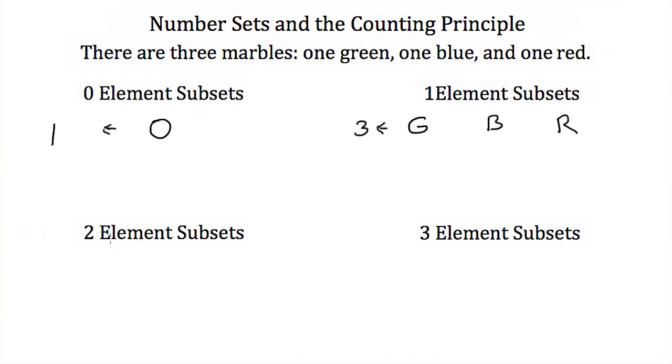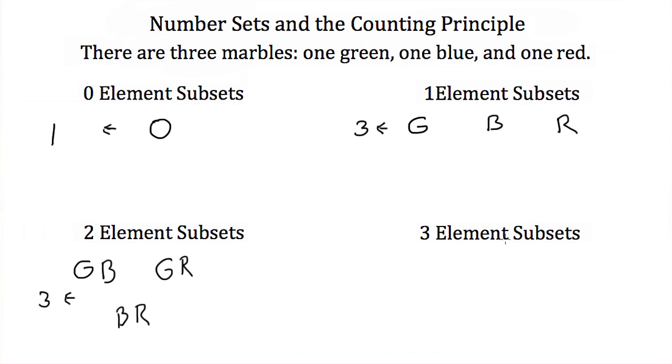Now if I wanted to choose 2 marbles or 2 elements out of the 3 possible, I might choose a green one and then a blue one, or I might choose a green one and a red one, or I might choose a blue one and a red one. Those are the only 3 ways I can choose 2 out of the 3 marbles. So there are 3 different ways to create a 2-element subset from this set of 3 marbles.